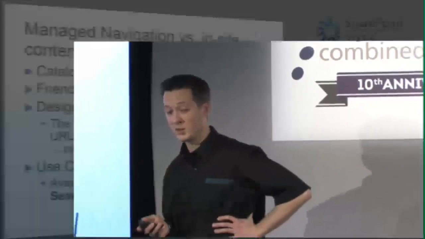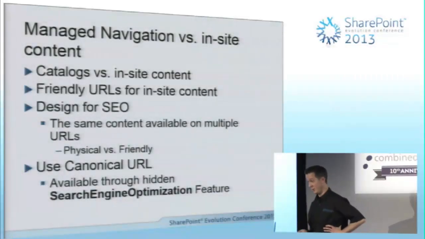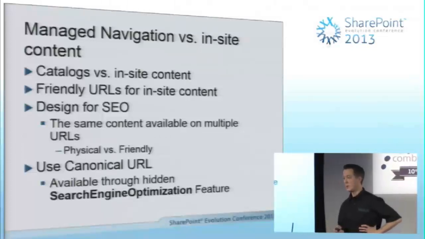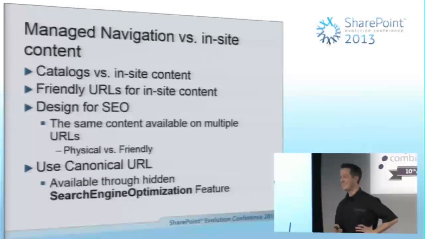The great thing is, canonical URL is available out of the box in SharePoint 2013 as part of the search engine optimization feature. It is a hidden feature. Nevertheless, no one stops you from enabling it. And you should.